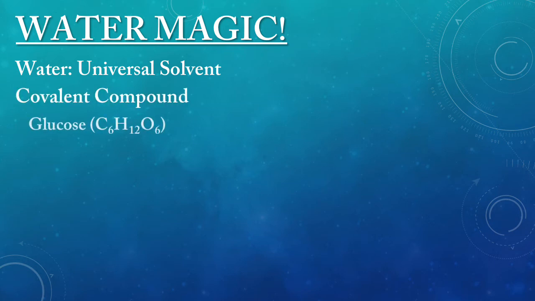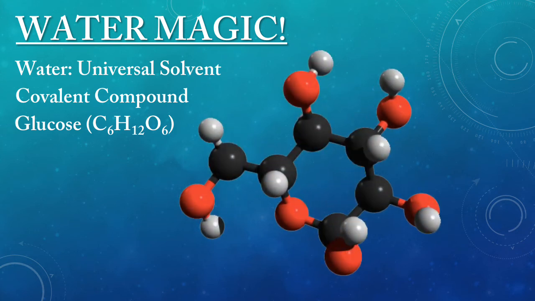So we're going to look at a more complex molecule, as you'll see in a second, and it's going to be the glucose molecule. And glucose is C6H12O6. Now, you'll notice that that is all nonmetals. Carbon, hydrogen, and oxygen are all nonmetals, and that makes it a covalent compound. So they're going to be sharing their electrons.